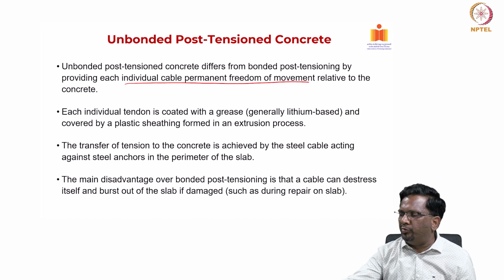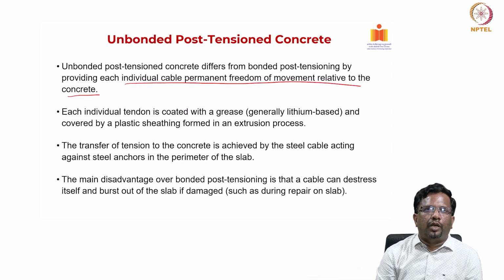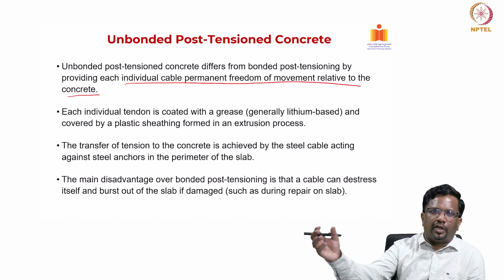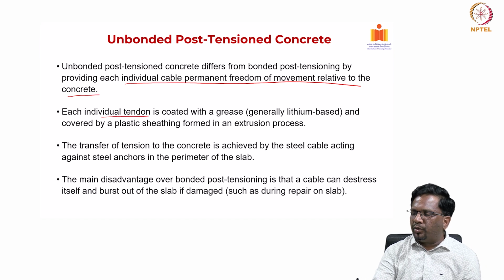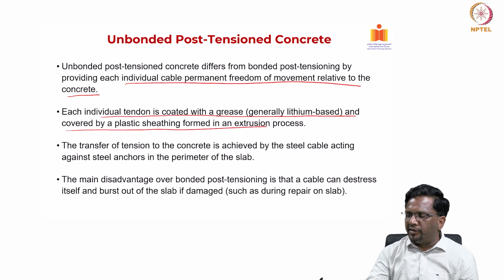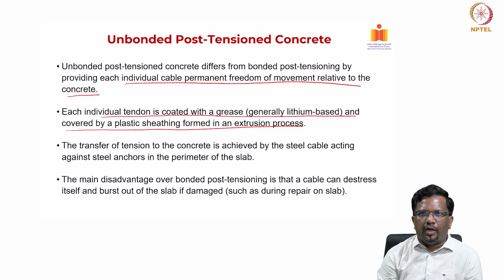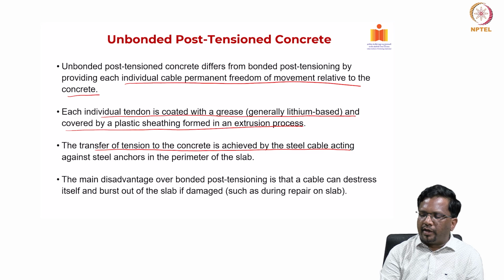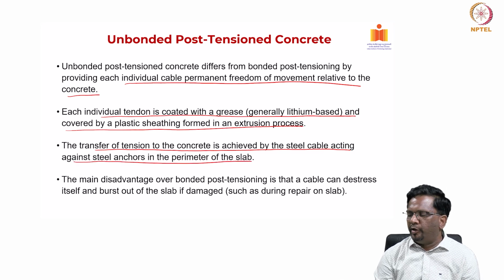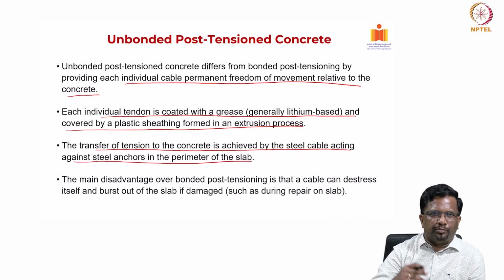Anyway, unbonded post-tension systems differ from bonded post-tensioning systems by providing each individual cable permanent freedom of movement relative to the concrete. One big advantage in an unbonded system is I can take the cable out and put another cable after some point of time, or maybe go for a larger diameter also. Again, each individual tendon is coated with grease, generally lithium based, and they are covered by a plastic sheathing as we have seen in the previous slide. And the transfer of tension to concrete is achieved by steel cable acting against steel anchors in the perimeter of the slab or on the beam, right.